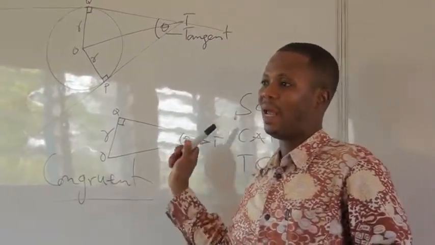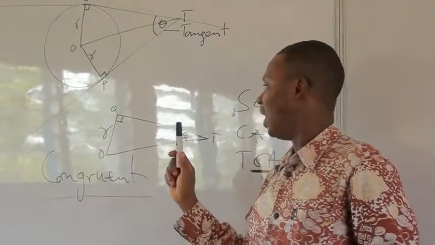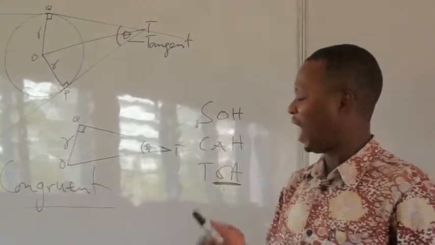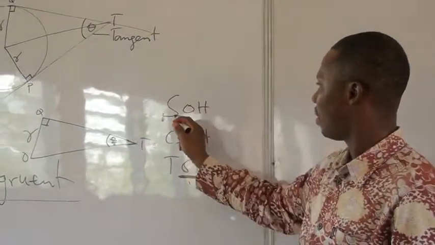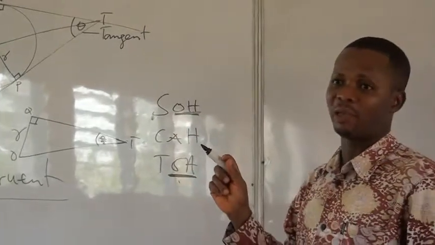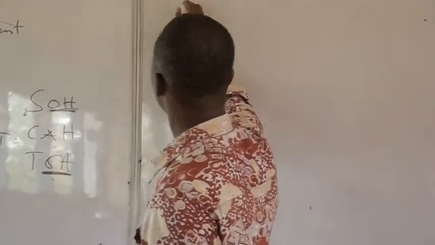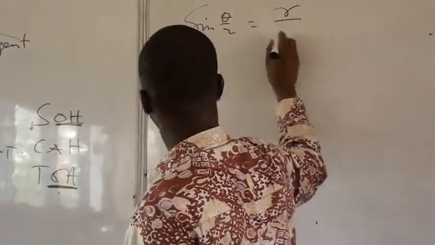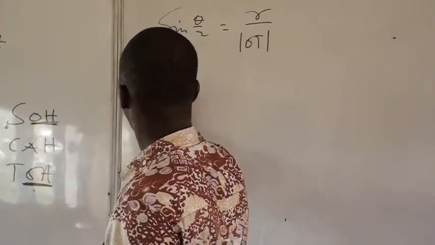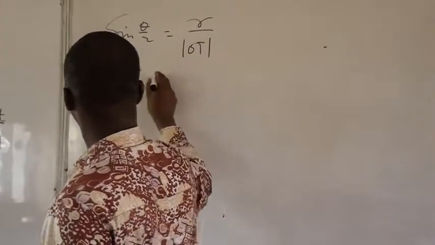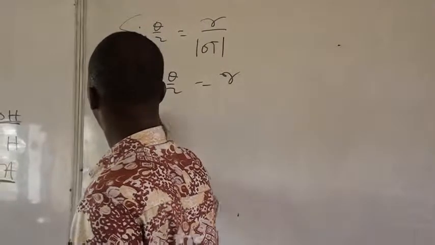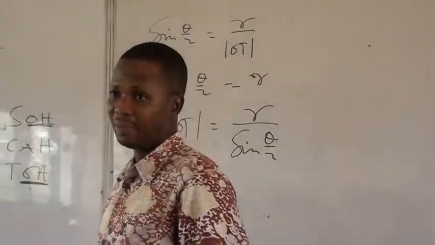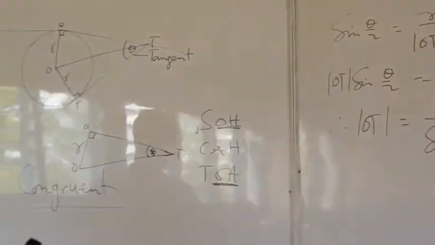OT is the hypotenuse, isn't it? And what else do we know? We know the opposite to the angle, isn't it? So we are dealing with opposite and hypotenuse. Which one do we pick? The sine ratio is the one that deals with opposite and hypotenuse. So it follows that sine theta over 2 is equal to opposite over hypotenuse. That will be R over OT, isn't it? So OT sine theta over 2 is equal to R. Therefore, OT is equal to R over sine theta over 2. Agreed?